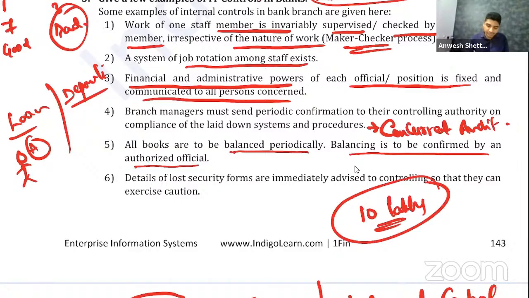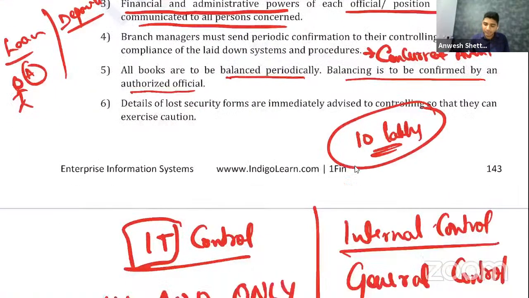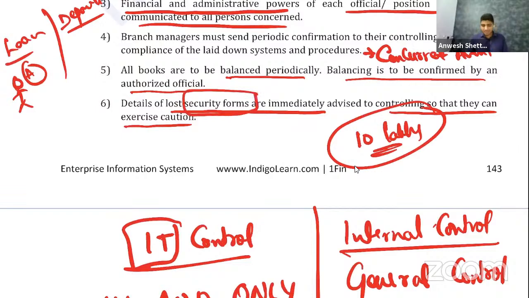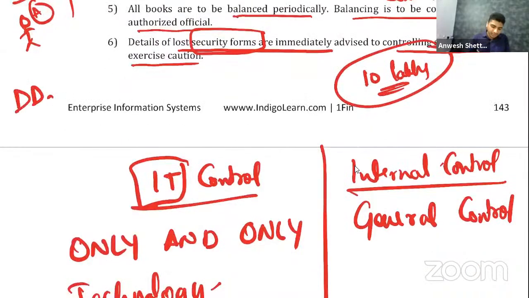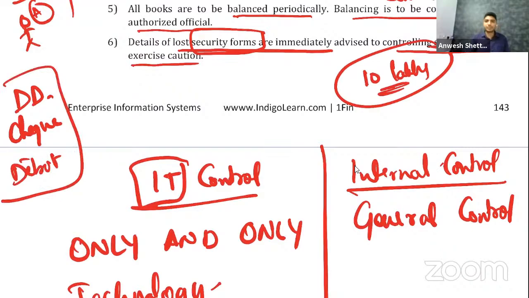Then this is important. Details of lost security forms are immediately advised to the controlling authority so that they can exercise caution. Now, what do you mean by security forms? Security forms basically means DD, or it could be checkbook, or it could be debit cards, not ATM cards, debit cards. So banks usually have custody of all these things.